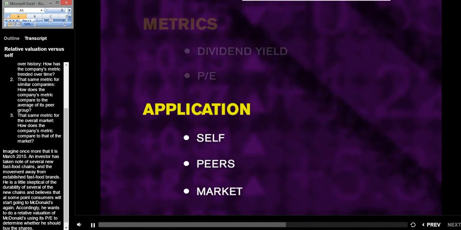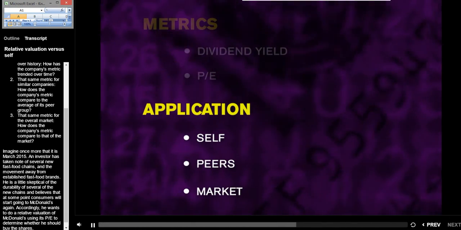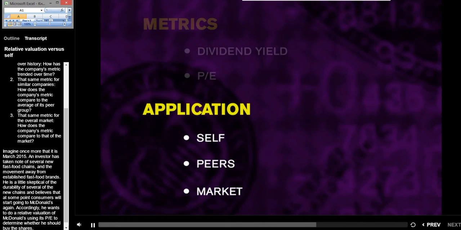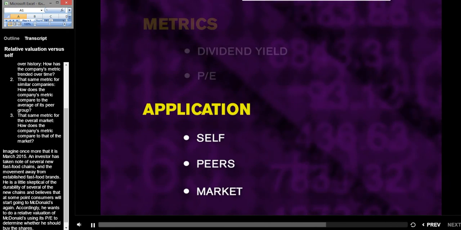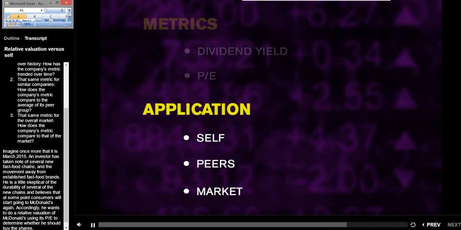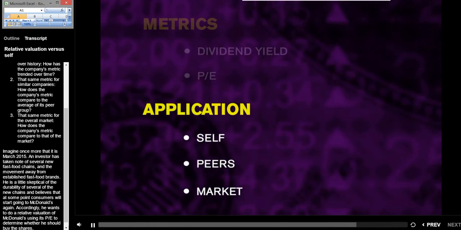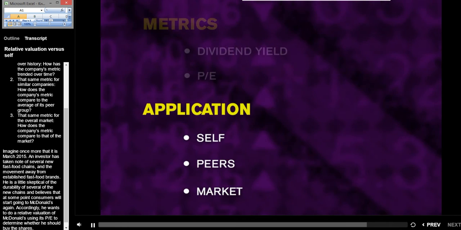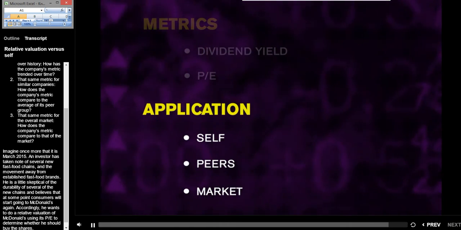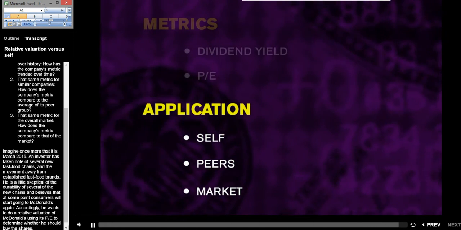Imagine once more that it is March 2015. An investor has taken note of several new fast food chains and the movement away from established fast food brands. He is a little skeptical of the durability of several of the new chains and believes that at some point consumers will start going to McDonald's again. Accordingly, he wants to do a relative valuation of McDonald's using its PE to determine whether he should buy the shares.